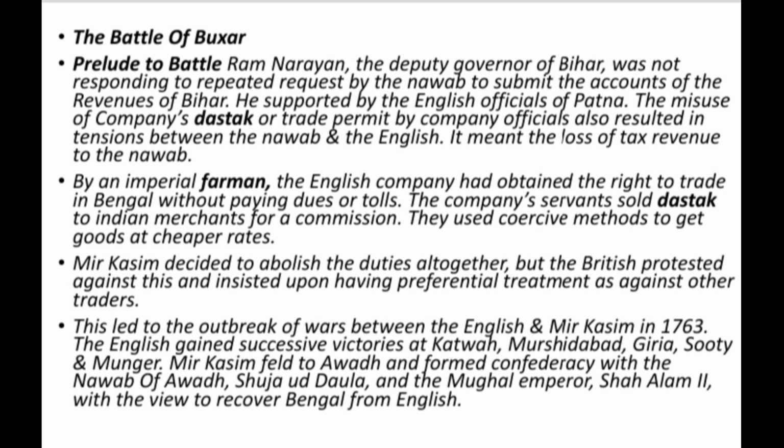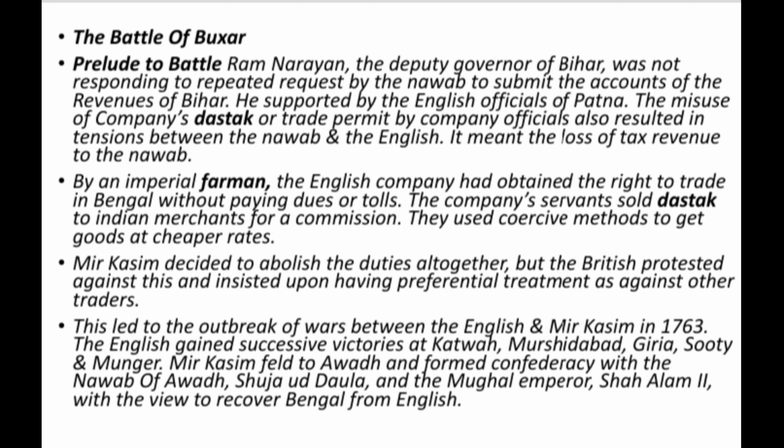Mir Qasim decided to abolish the duties altogether, but the British protested against this and insisted upon having preferential treatment as against other traders. The Nawab-Company tussle over the transit duty led to the outbreak of war between the English and Mir Qasim in 1763. The English gained successive victories at Katwa, Murshidabad, Geria, Suti and Munger. Mir Qasim fled to Awadh and formed a confederacy with the Nawab of Awadh, Shujauddaulah, and Mughal Emperor Shah Alam II, with a view to recover Bengal from the English.